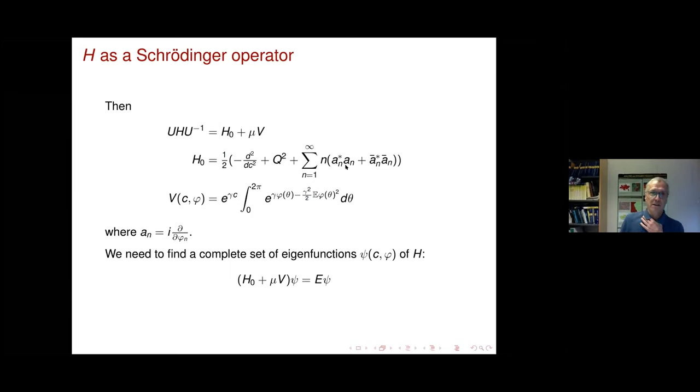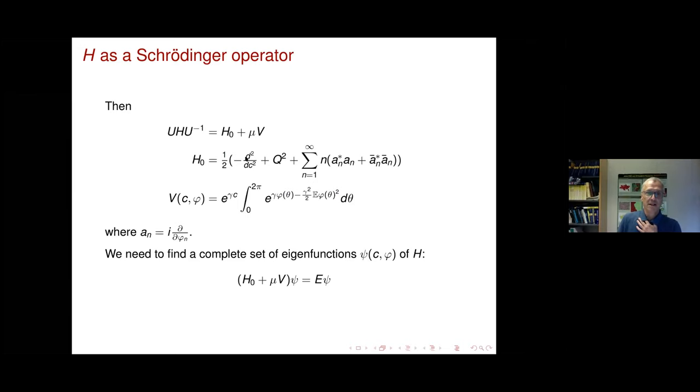Of course, for the free field, there's a free field part and the interaction. The free field part has creation and annihilation operators. In this two-dimensional setup, there are holomorphic and anti-holomorphic creation and annihilation operators. And then there is the constant mode, which is just a free particle.